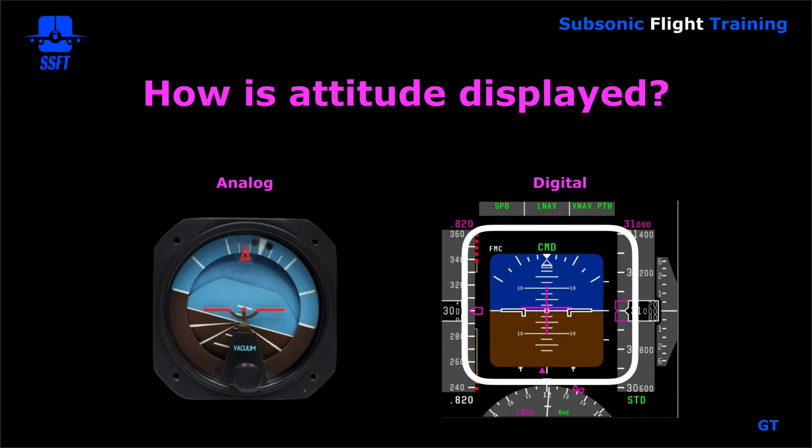How is attitude displayed? Well, in the old airplanes, it was displayed by round dials, or what we like to refer to as steam gauges. In the newer airplanes, it's displayed on glass. It is the centerpiece of the primary flight display, or PFD, because it tells us information for pitch and information for roll, and when we're instrument flying, that's our main focus, the attitude portion of the PFD.